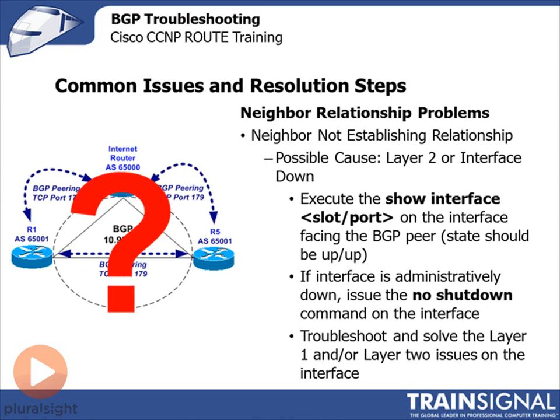Now, there could be a number of different reasons why a neighbor relationship is not being formed. One of the causes could be that the layer 2 process or the interface is down. And the easiest way to determine if this is a problem when you have a neighbor relationship not forming and it's stuck in active or idle state is to execute the show interface slot port command, for instance, FastEthernet 0/0 or GigabitEthernet 0/0 and so forth, and look at the interface that's facing the BGP peer.